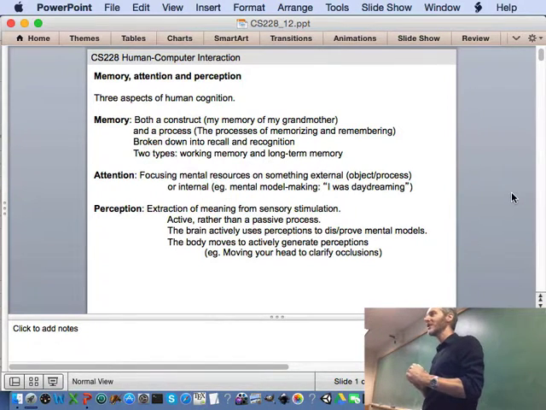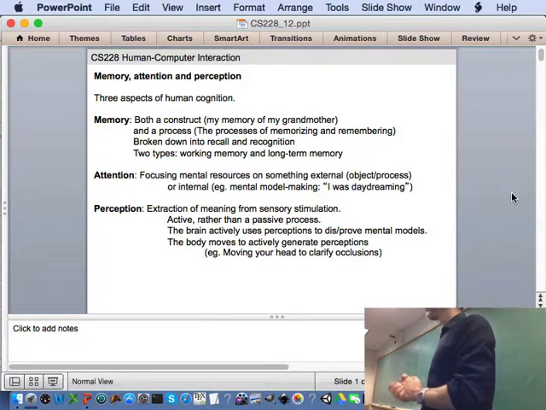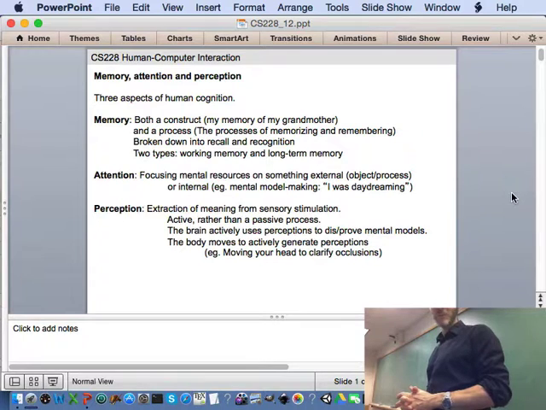Recall is a little bit trickier. Recognition is a lot easier, right? You recognize that something is changing or different. Okay, we're going to talk about that. And of course, we can break memory down into short-term and long-term memory.